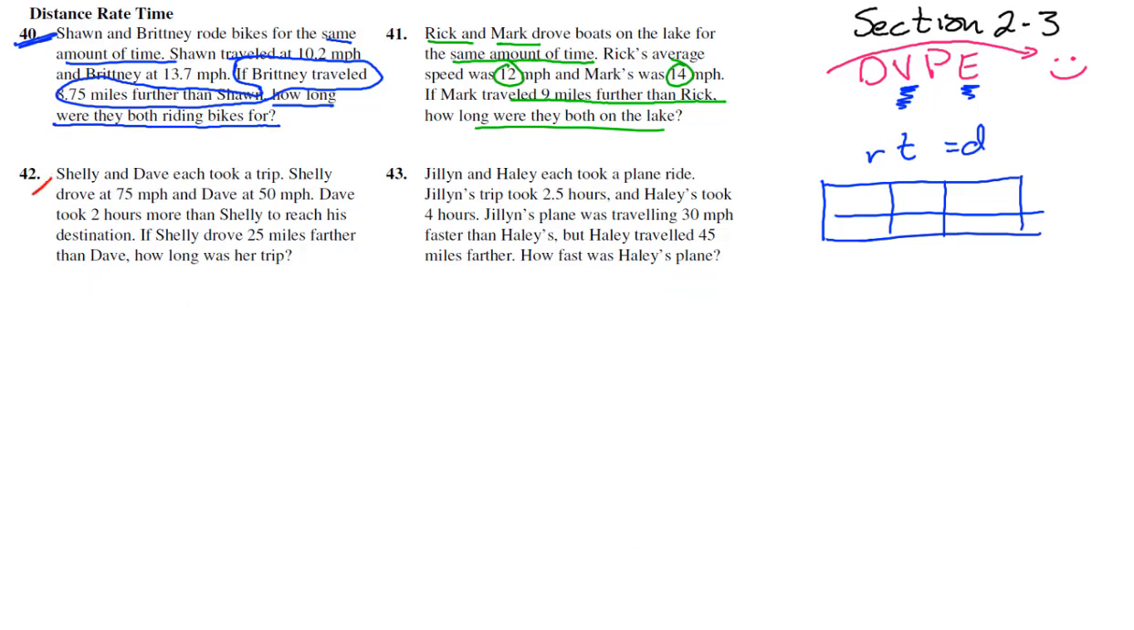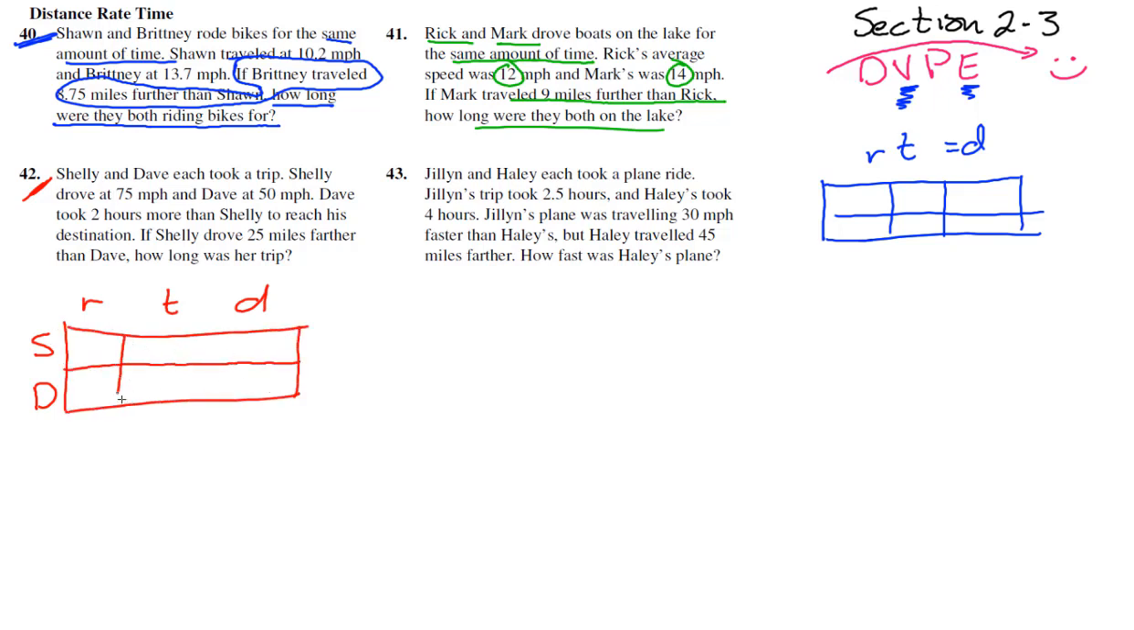That's better. Number 42, Shelly and Dave. We got Shelly and Dave here. Good. Rate times time, distance. We got two of them. These are actually double rate times time equals distance. It'd be easy if it was just one person, but these are like doubles. All right. So Shelly and Dave each took a trip. Shelly drove at 75. Dave drove at 50. We can put those guys in.